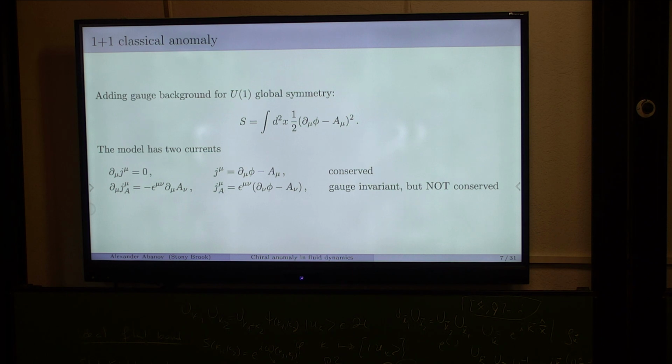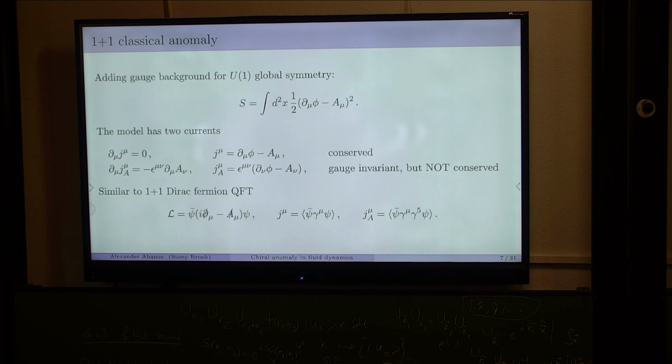How to fix it? Very easy. Let's redefine the current. But then it will stop being conserved. And if you know about the chiral anomaly in 1 dimension, you easily recognize that these are formulas which will appear in Dirac equations. It's classical physics, but we show that if we gauge one of the global symmetries, the other conserved current stops being conserved. That's what the slide is about.